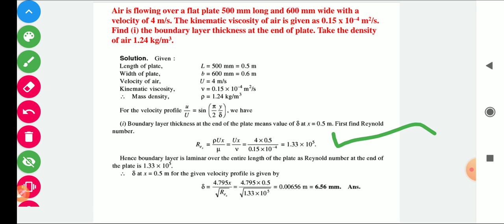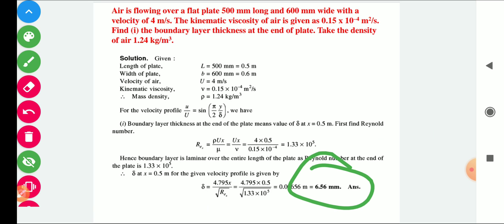Now we need to calculate the boundary layer thickness at the end of the plate. At the end of the plate means x will be 0.5 because the length of the plate is 0.5. So at this point the value of delta will be equal to this one. If we put the values of x and Reynolds number in this equation, finally the value of thickness is 6.56 mm.